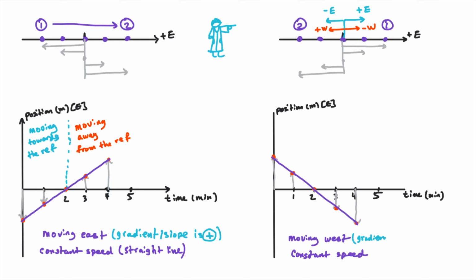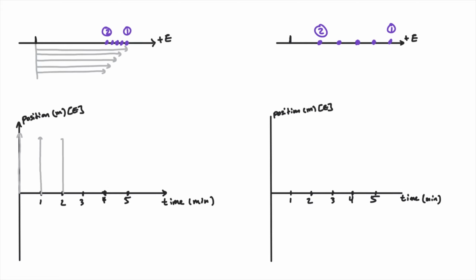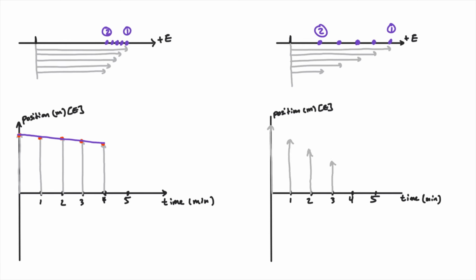When the gradient or the slope is negative, the object moves in the opposite direction of the positive sign convention, in this case west. In the next set of graphs, the students noticed that one of the runners was running at a faster speed compared to the other. After graphing both situations, students noticed that the graph that had a steeper gradient or slope was the faster one.